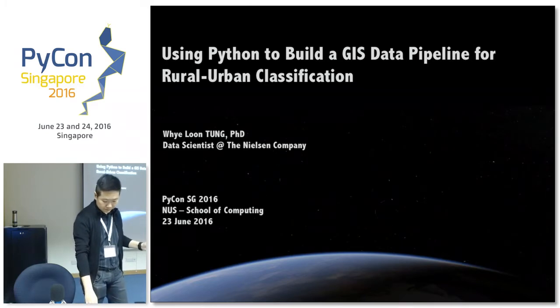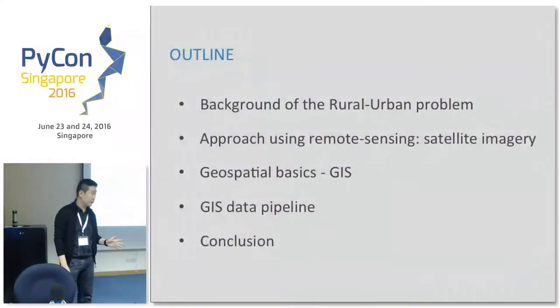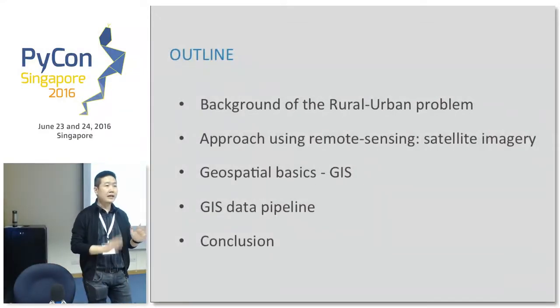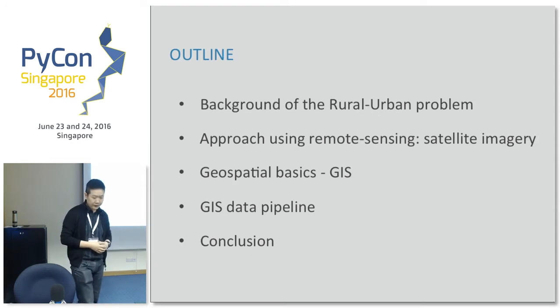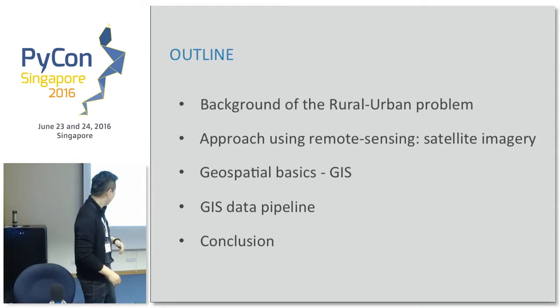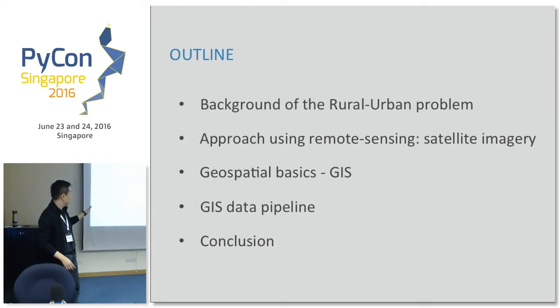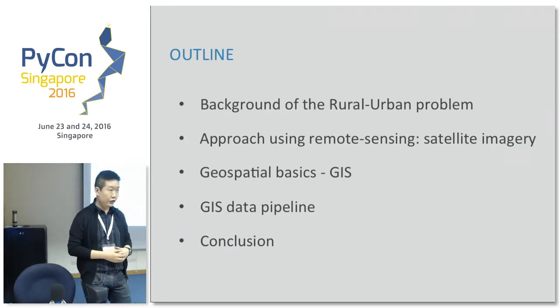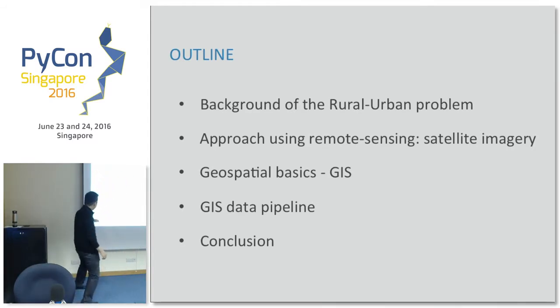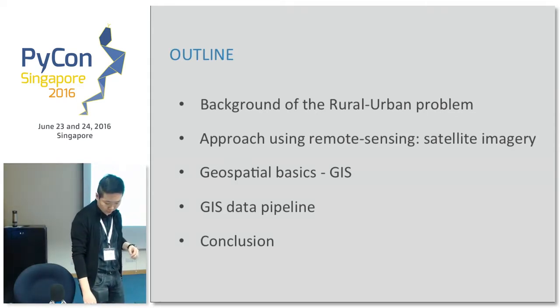So this is the outline of my talk for today. First, I'll give you a background of what exactly we are trying to solve. I'll define the problem so that you can appreciate the solution that I'll share with you later. Then I'll also share with you a bit about the geospatial basics, just to let you further understand the solution and how we actually put everything together. And then finally I'll go into the GIS data pipeline, the actual details, and then I'll conclude the talk.